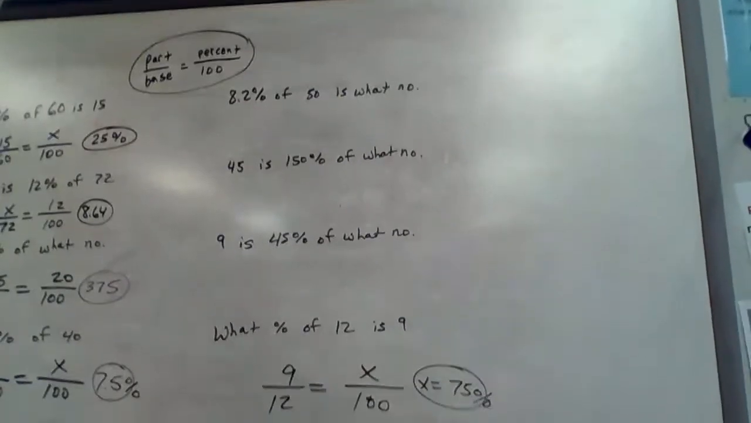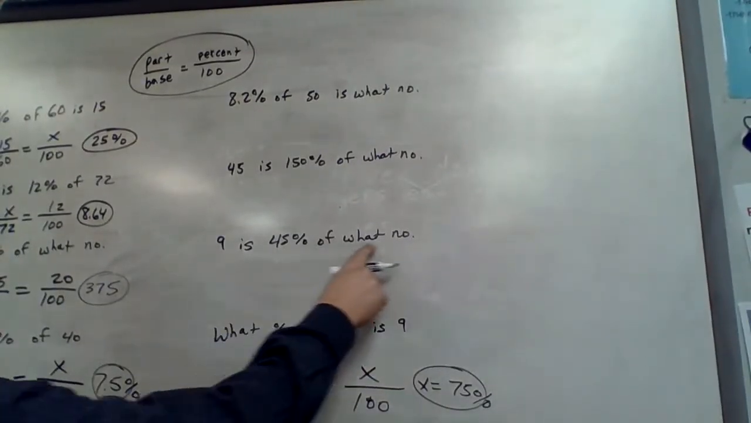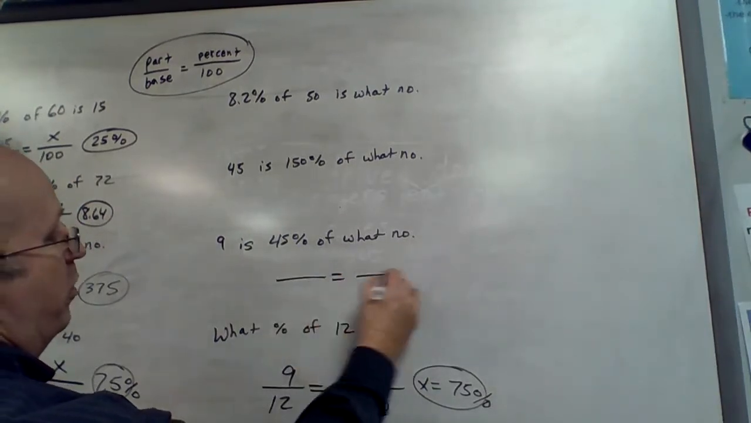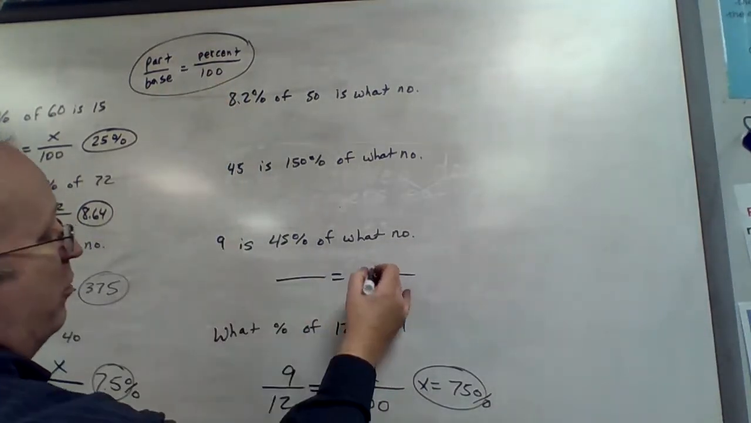Okay, let's go up one. Oh, 9 is 45% of what number? Start with a proportion. Hey, I know my percent is 45.